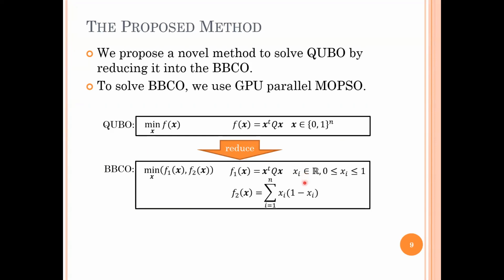The x vector is a real number in the range 0 to 1 instead of 0 or 1, and sets the F2 function like this. BBCO solves two objective optimization problems of F1 function and F2 function.